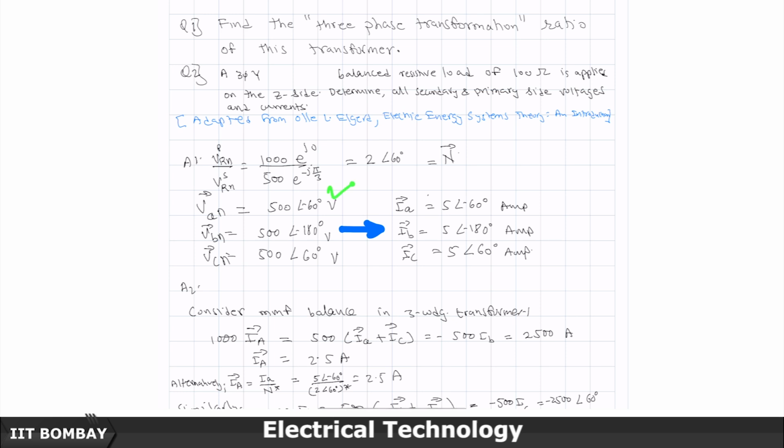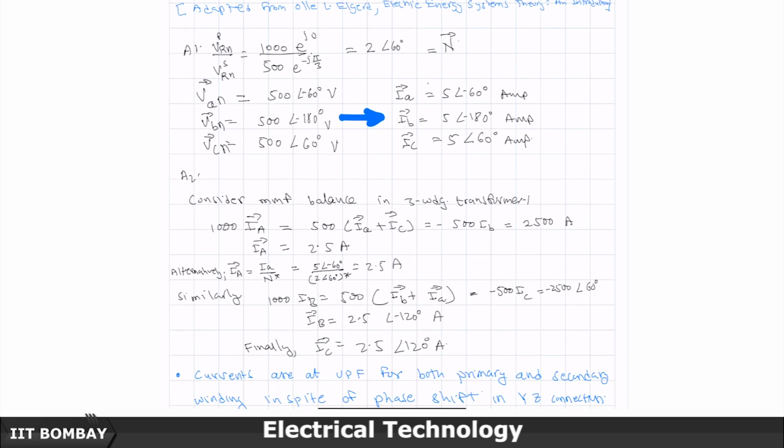A phase voltage on the secondary side is 500 at angle minus 60 degrees and a 100 ohms load is connected to it, resistive. So, the current will be 5 angle minus 60 degrees. B phase to neutral is 500 angle minus 180 degrees. So, therefore, 500 by 100, so, therefore, 5 angle minus 180 degrees, and C phase voltage is 500 angle 60 degrees, divided by 100 ohms. So, therefore, the C phase current should be 5 angle 60 degrees.